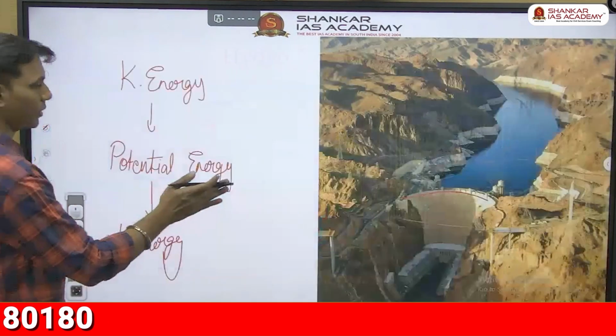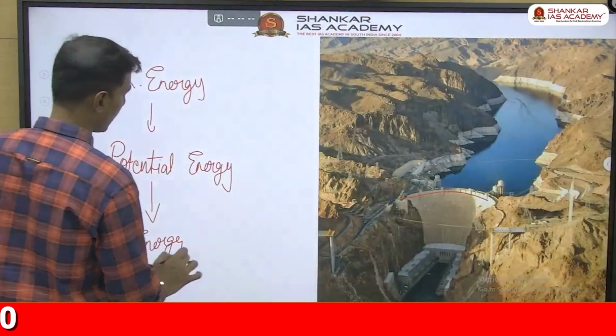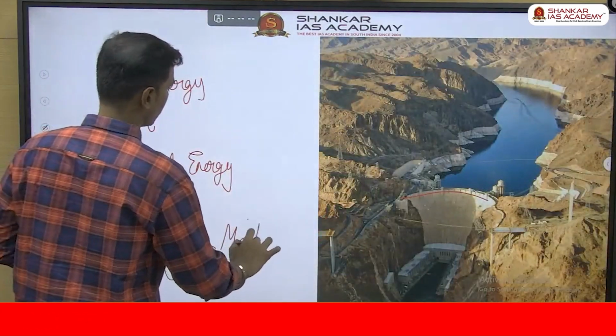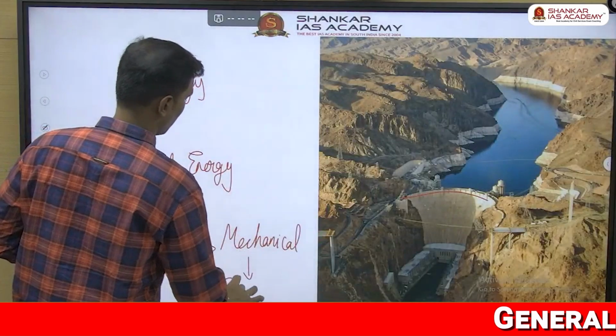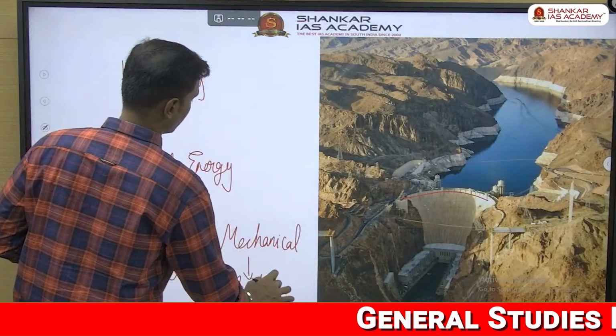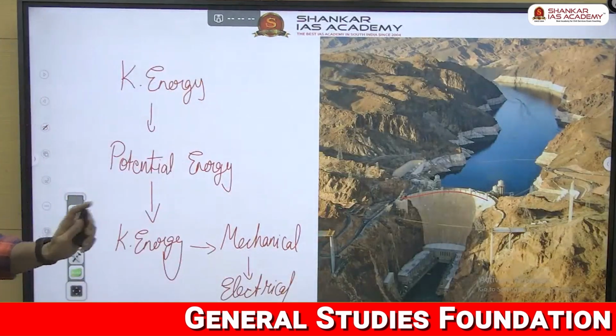So you stop the water. When you open the water, it is converted into kinetic energy. Kinetic energy is converted into mechanical energy, and then mechanical energy is converted into electrical energy by a generator. Clear? This is how a hydroelectric power station works.